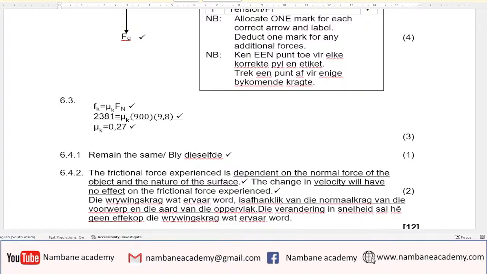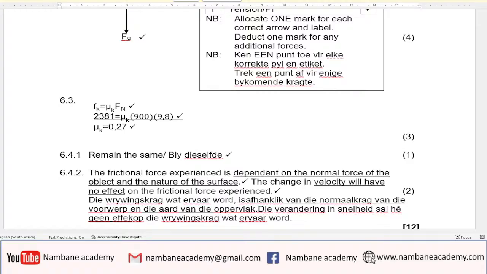6.4. The camper becomes detached from the car. It continues to roll for a while and then it slows down and stops. 6.4.1. As the camper's velocity decreases, what will happen to the kinetic frictional force experienced by the wheels? Only increase, decrease, or remains the same. So it will remain the same. 6.4.2. Explain the answer given.